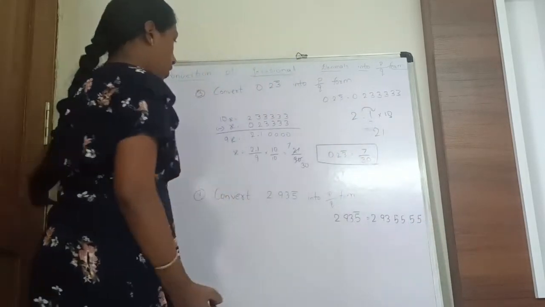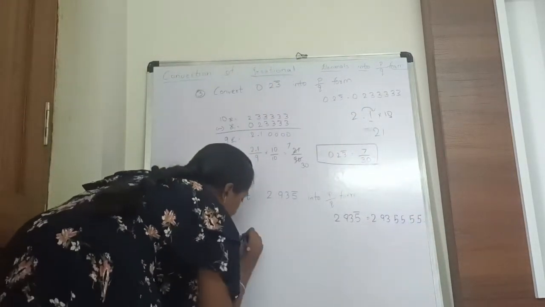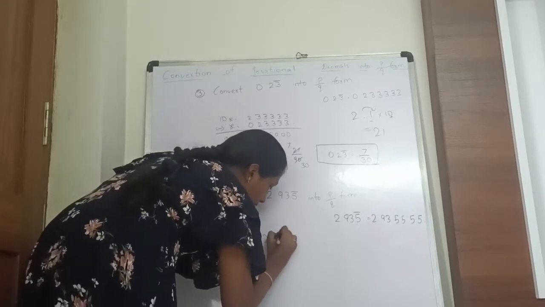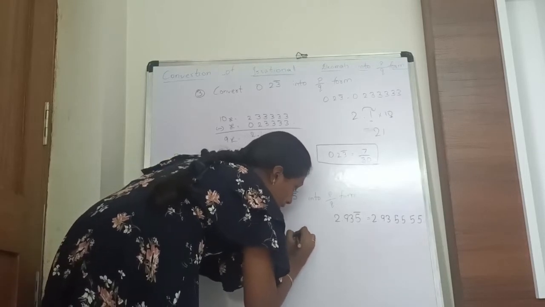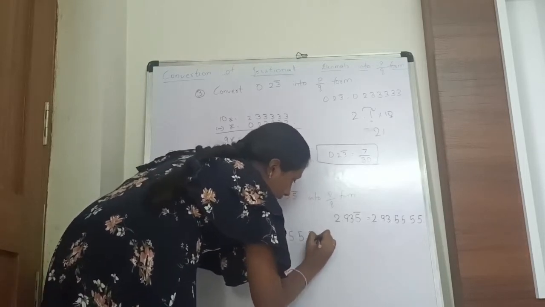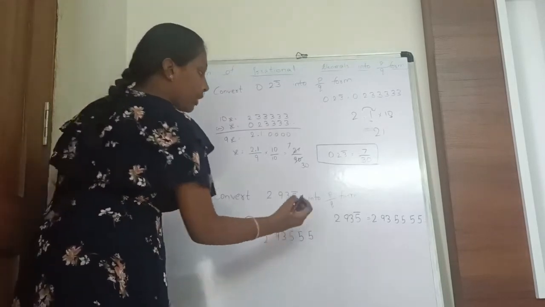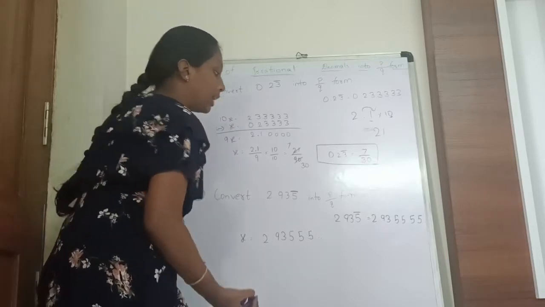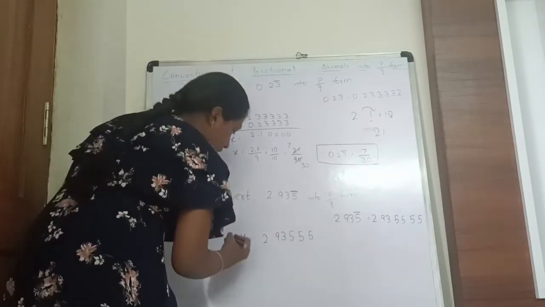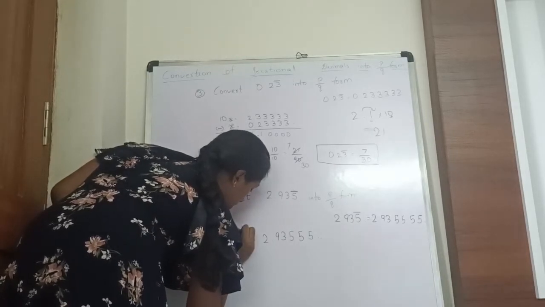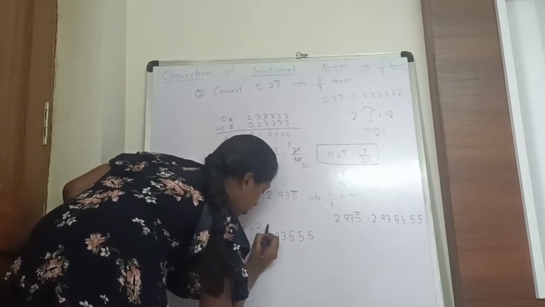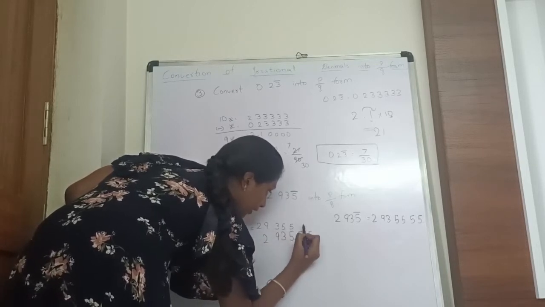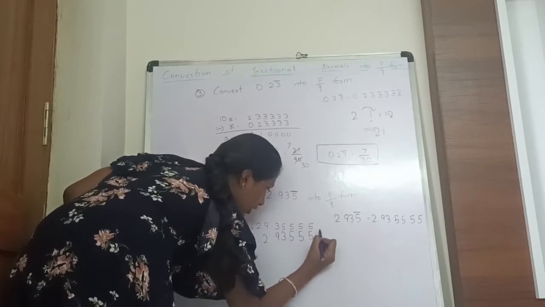Okay, so now x equals 2.93, 5, 5, 5, etc. So how many digits are under the bar? One digit is under the bar. So we have to multiply it by 10. So 10x equals 29.35555, etc. So now we have to subtract these both values.